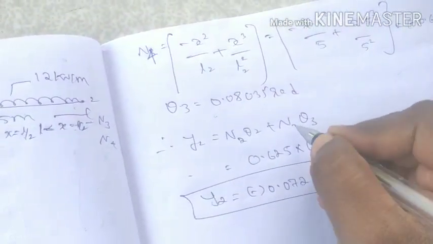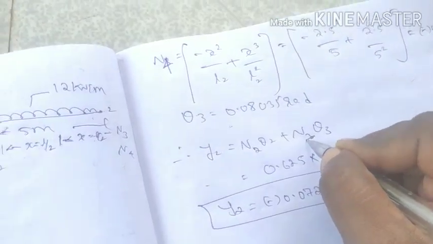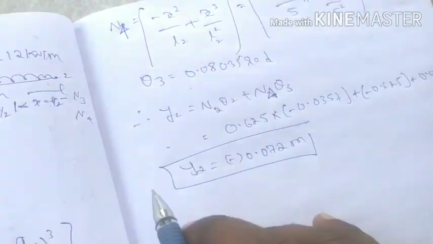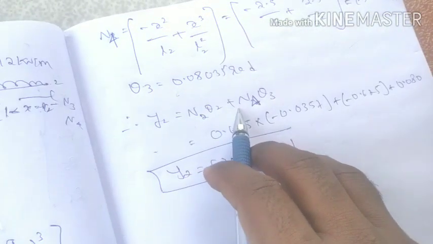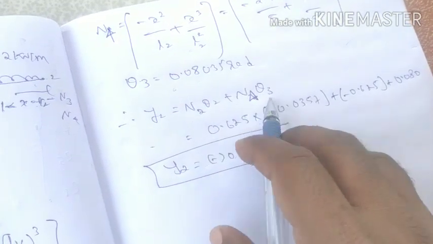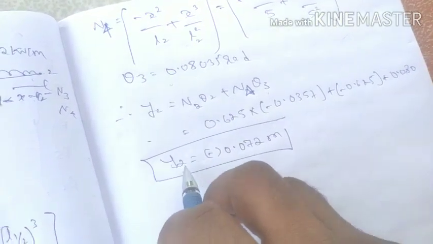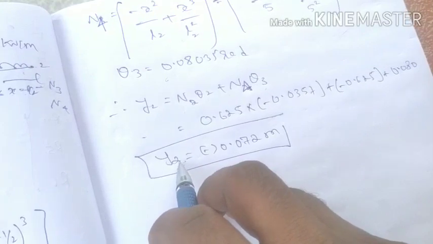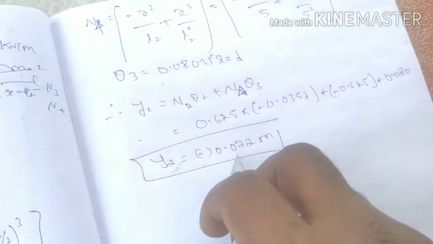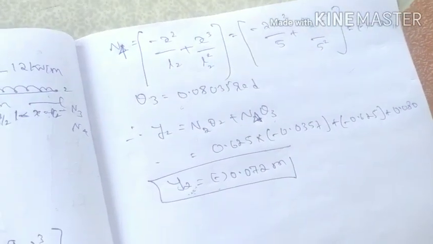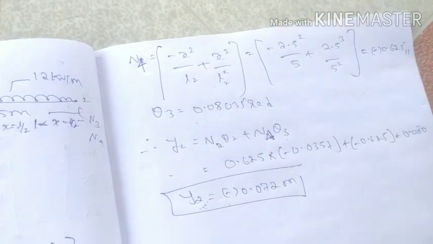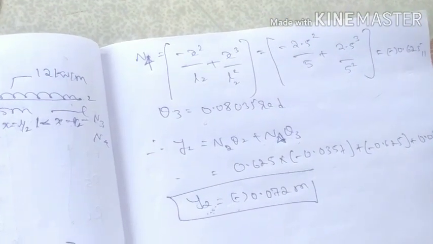Therefore y2 is equal to N2 theta 2 plus N4 theta 3. You substitute all the corresponding values, you will get the deflection at the second element midspan, y2 is equal to minus 0.072 meter. So this completes problem number 3. Very important one. Thank you.